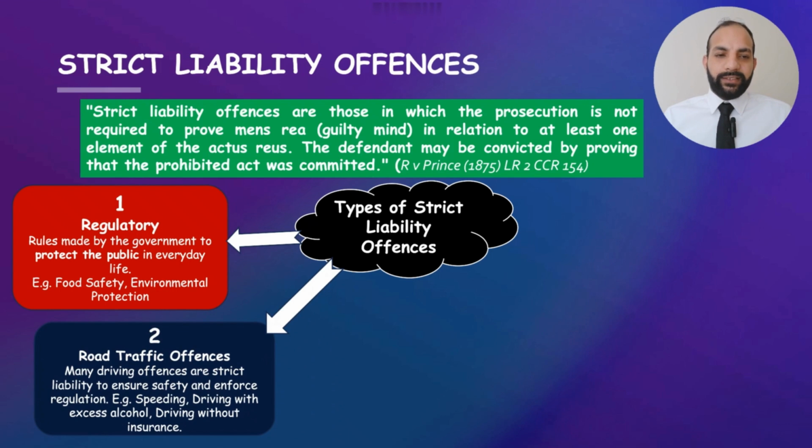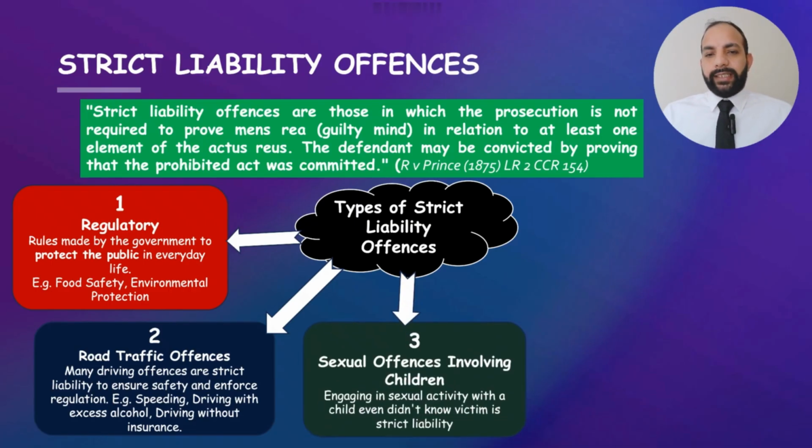Second is road traffic offenses. Many driving offenses are strict liability to ensure safety and enforce regulations. For example, speeding, driving with excessive alcohol, and driving without insurance. Even if somebody is driving a car, there is no harm. If you have a license, it's not an offense to drive a car. But if you are driving a car without insurance, you don't need a mens rea. You are liable for a strict liability offense. So you're committing an offense at the same time. If you use an excessive quantity of alcohol while driving, that is also a strict liability offense.